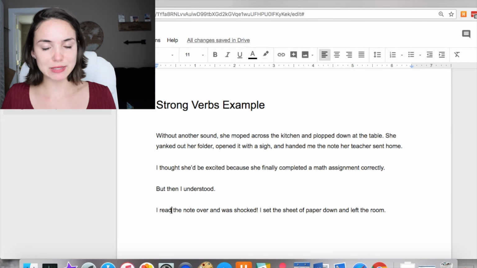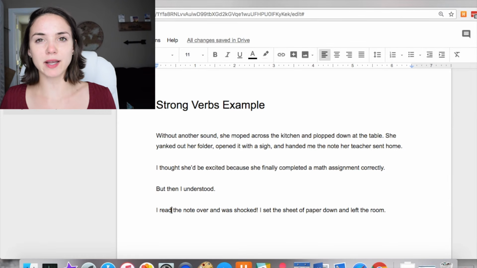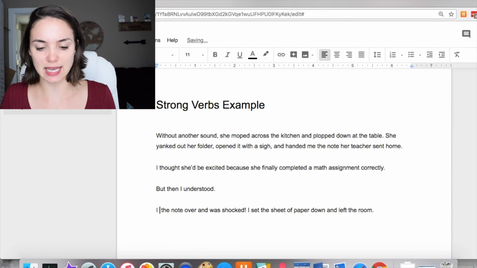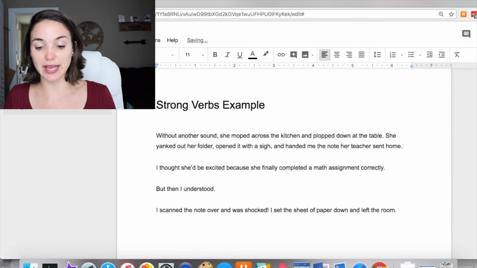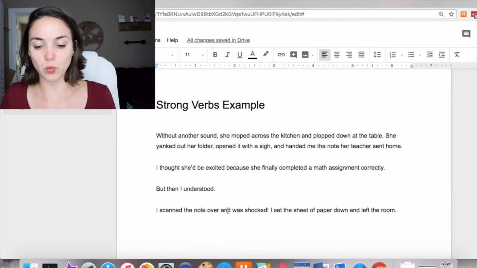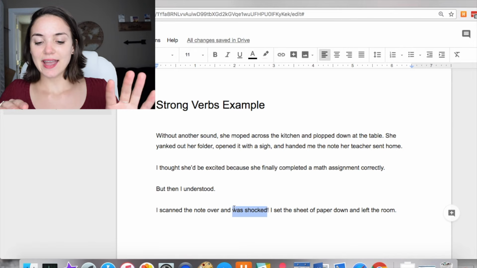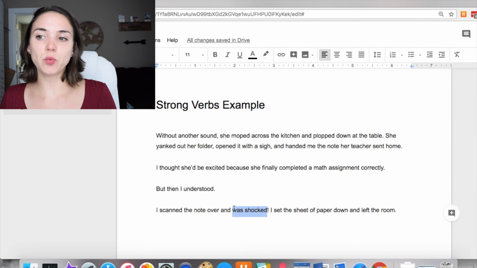So let's go through the verbs and see if we can replace them. "I read." Read is probably fine, but it's a pretty basic form. If I want to put the readers in my shoes, I could say, "I scanned the note over and was shocked." So something to remember about any to-be verbs, so was, am, is, those types of verbs tend to be a little bit weak. I don't know if that makes sense. So "was shocked" is a very weak way of saying how I feel.